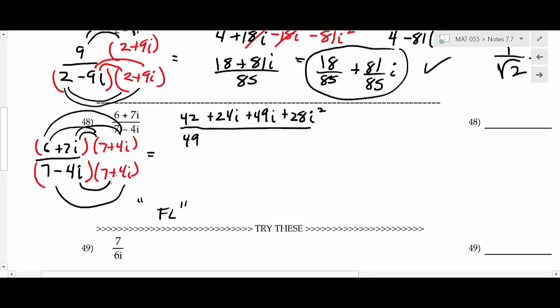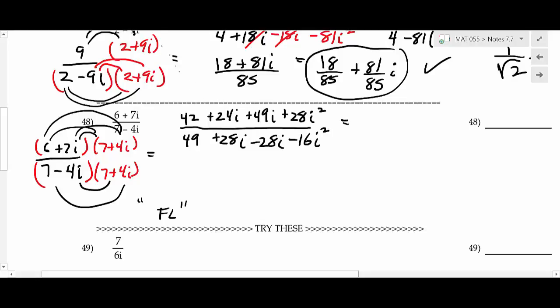7 times 7 is 49. The outside term is plus 28i. The inside term is negative 28i. So like I said, they're going to cancel. Then the last term is negative 16i squared, like that. Okay? Now let's see what we can do on the problem then.